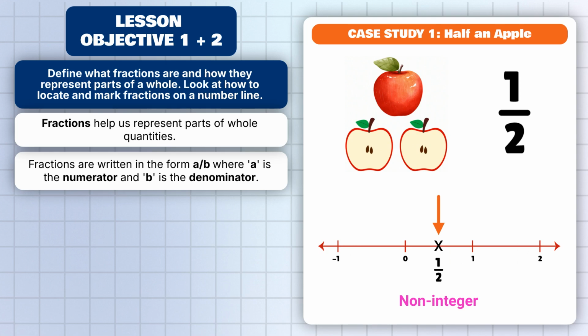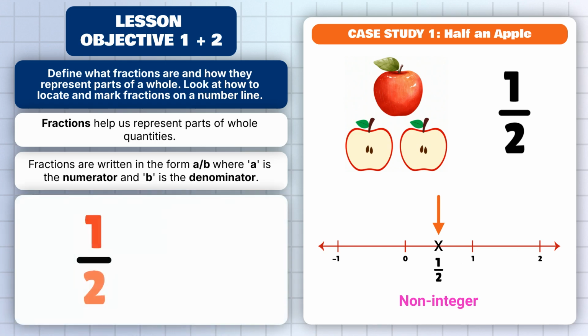Fractions are written in the form a/b, where a is the numerator and b is the denominator. In 1/2, the 1 is the numerator, telling us we have one part, and the 2 is the denominator, telling us the whole is divided into 2 equal parts. So when we say we have half an apple, we mean that the apple has been divided into 2 equal parts and we have one of those parts. This is directly represented by the fraction 1/2.